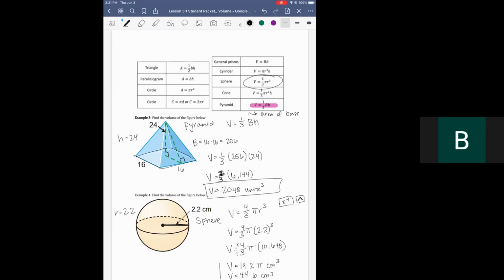All right, that is pretty much it for volume.